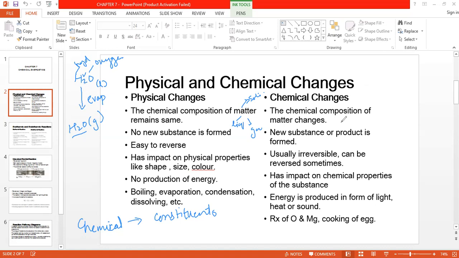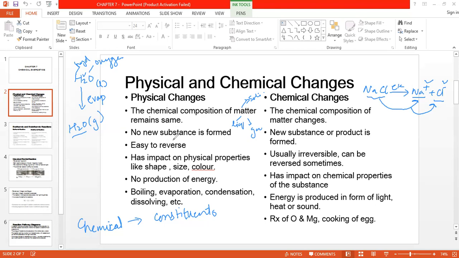If I move towards the chemical change, it's saying that the chemical composition of matter changes. That means, for example, if I pass electricity through NaCl, in the presence of electricity it will break into Na positive and Cl negative ions. So now the chemical composition doesn't remain the same. Something new has formed, that is Na positive and Cl negative ions. Such a type of change is known as a chemical change.